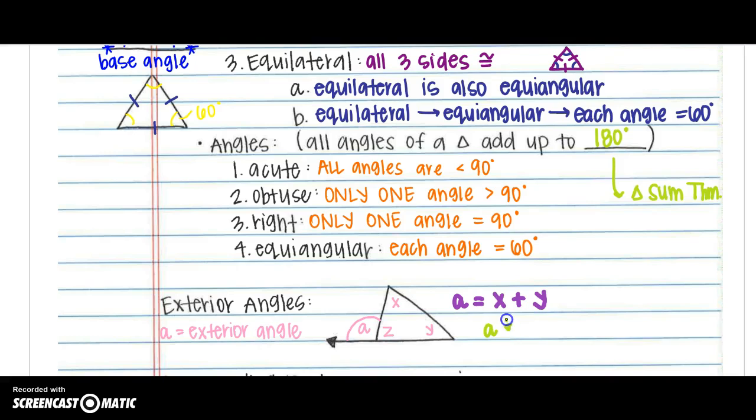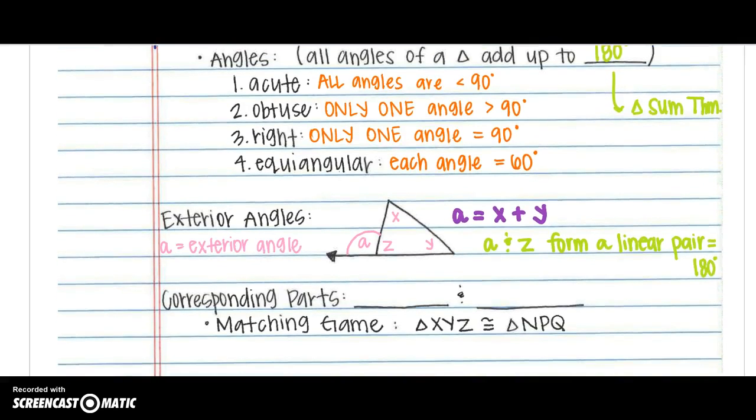I also know just a little bit more information. A and Z form a linear pair. Just a side note, and remember, linear pairs are supplementary. They equal 180 degrees.